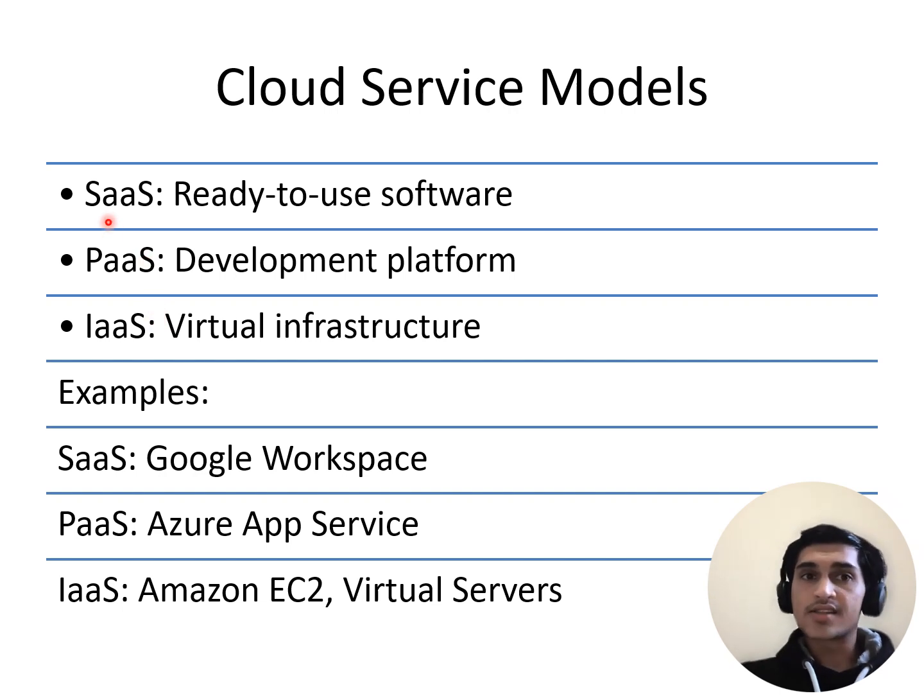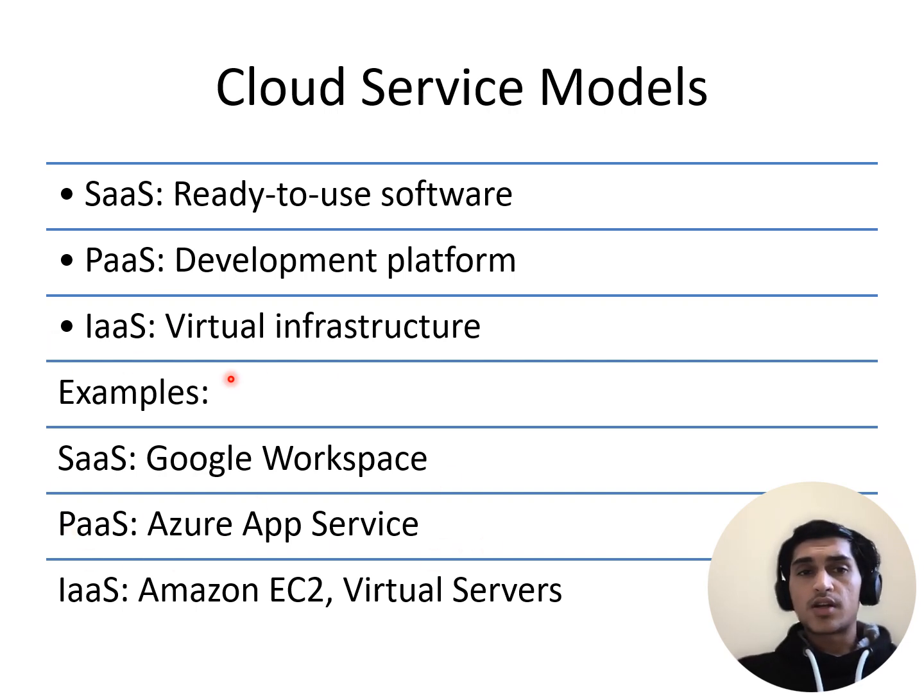So what is SaaS? The full form of SaaS is software as a service, which is ready-to-use software which we can find on the internet. I'll go with the example of SaaS as Google Workspace, where we can perform operations. So let's go on to the other one, which is PaaS, Platform as a Service. It is a development platform, and the basic example is Azure App Service.